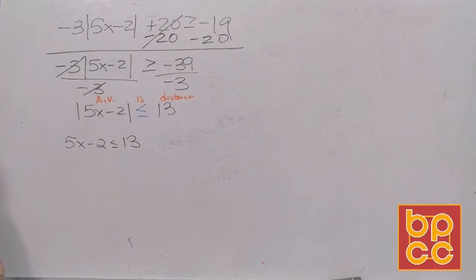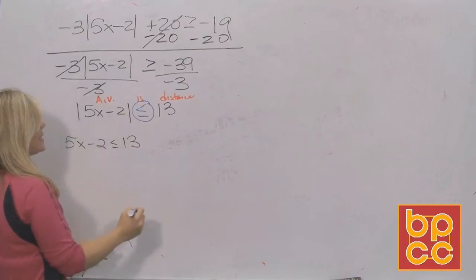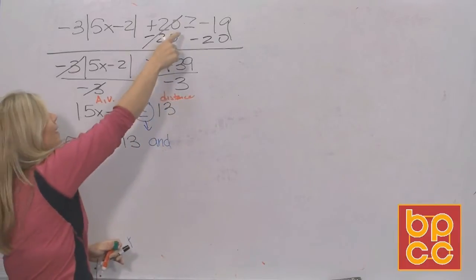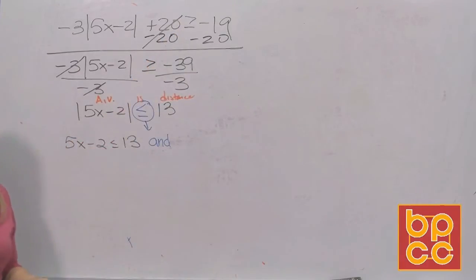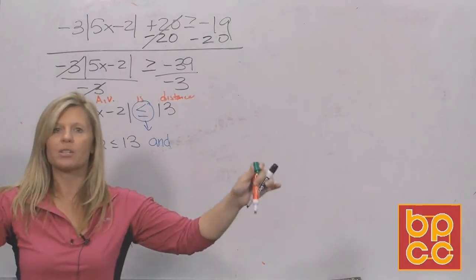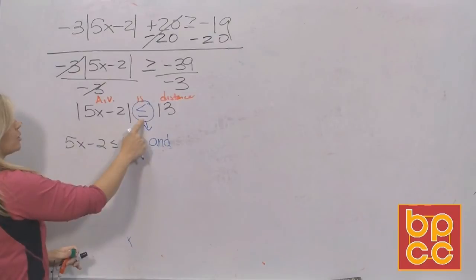Now I need a connecting word. This is what you got to memorize. This is a less than, so the connecting word is and. You don't go back up here to the original and decide the connecting word. The connecting word is decided right when you're about to break it up into the 2 inequalities. So right here, we're about to break it up into 2 inequalities.